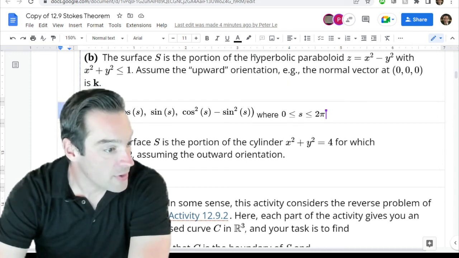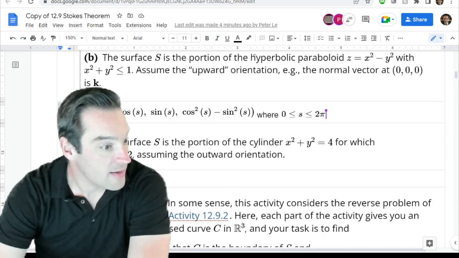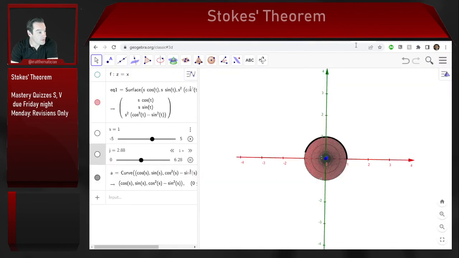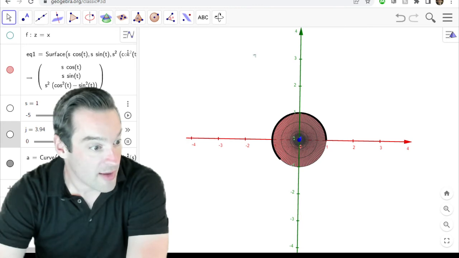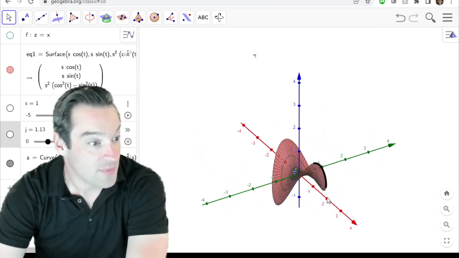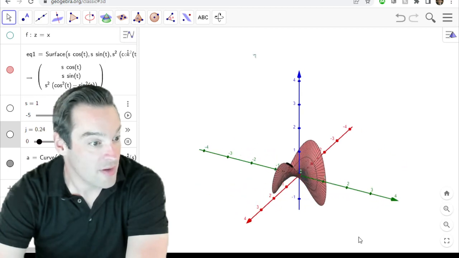Zeroing out that z-coordinate will give us just cosine of s comma sine of s. And that is exactly an example of a parameterization for the unit circle, s ranging from 0 to 2 pi. So encouragingly, that's exactly what we see when we look in the xy plane. But when we're looking at this in 3-dimensional space, it's giving us exactly the edge of this potato chip. So nice work.